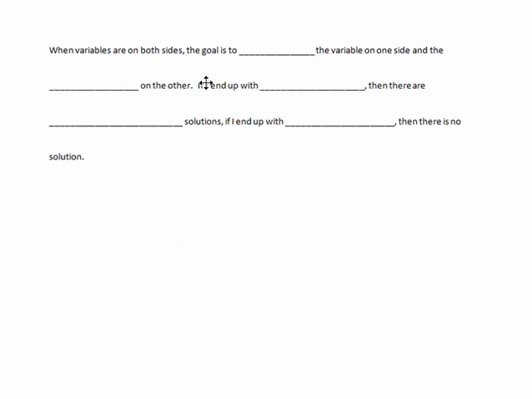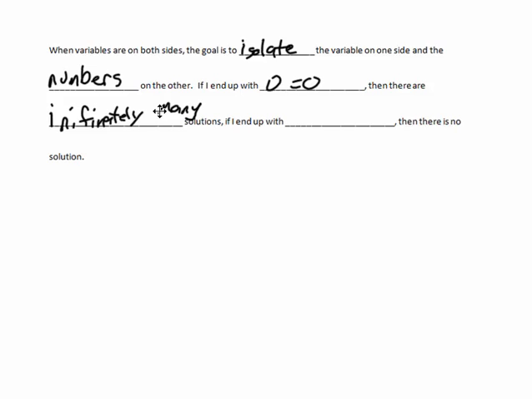When variables are on both sides, the goal is to isolate the variable on one side and the numbers on the other. Now, if I end up with 0 equals 0, then there are infinitely many solutions. If I end up with 0 equals a number, then there's no solution. And we'll talk about that here in a little bit.